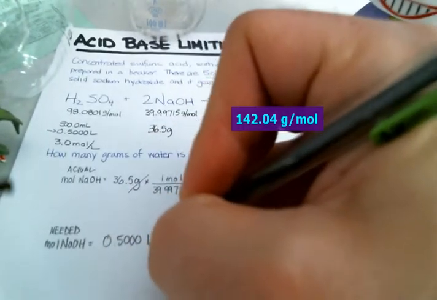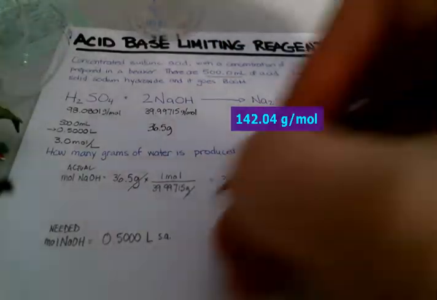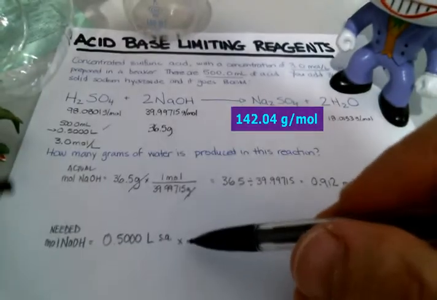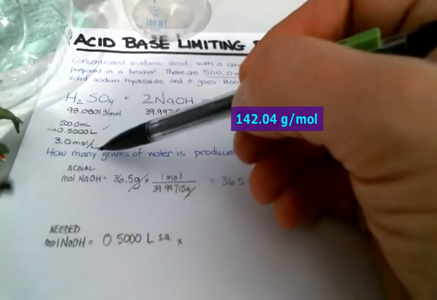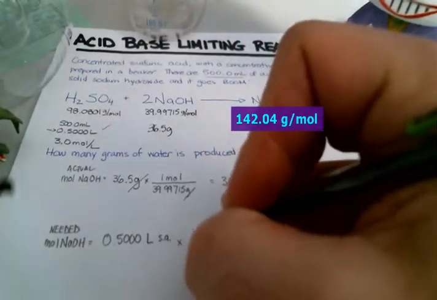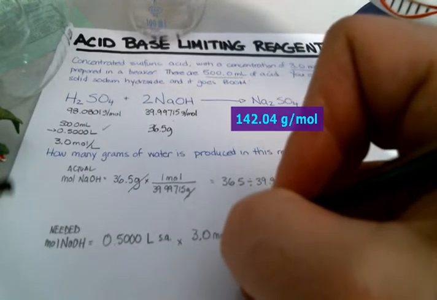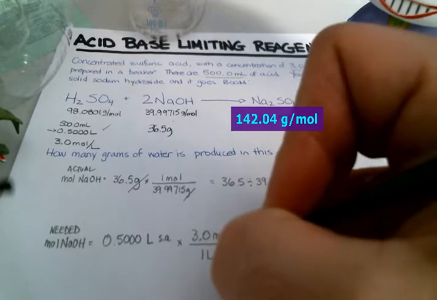Liters of sulfuric acid. I'm just going to use the short SA for that. Now that I've used that, I have to use something that has liters in it. There's only one unit for sulfuric acid as liters. It's the moles per liter here. So I'm going to multiply that by 3.0 moles of sulfuric acid per 1 liter of sulfuric acid.